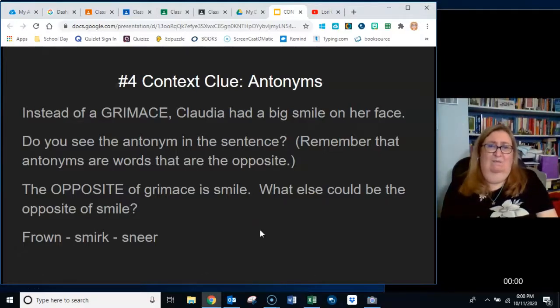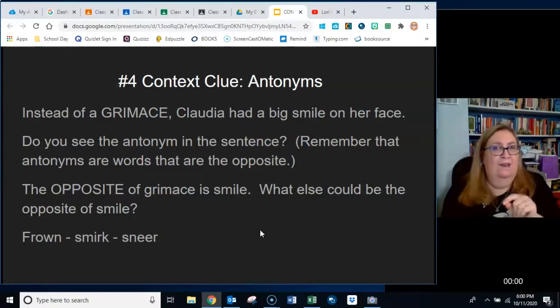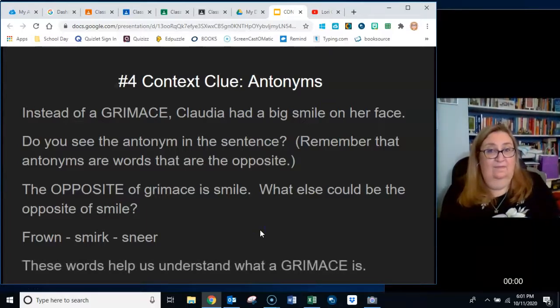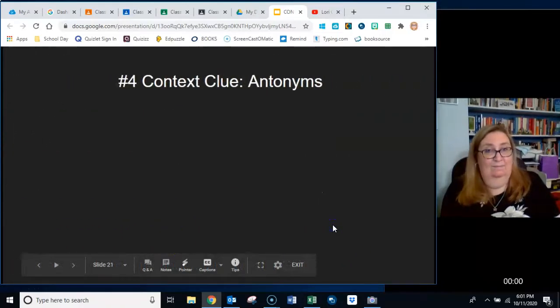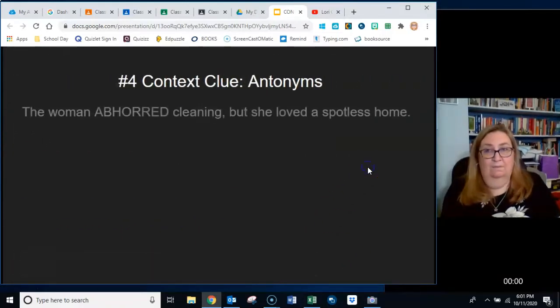Like, ugh, grimace. Okay? So you have to remember that when you find the antonym in the sentence, it's an opposite word. Grimace does not mean smile. We have to think of other words that are opposite of smile to know what grimace is. So a grimace could be anything that's the opposite of smile. A grimace could be a frown or a smirk or a sneer. Those are the words that help us know what a grimace is. Let's look at another example.